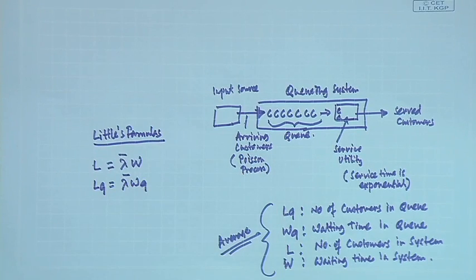What is meant by quite robust? That means that these formulas are applicable across a large number of queuing systems. So, how does it help us?